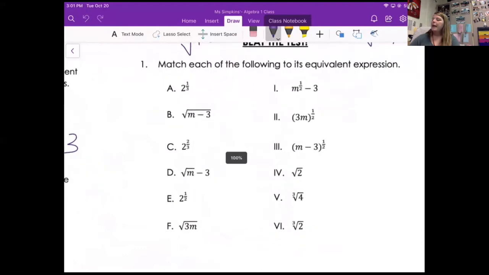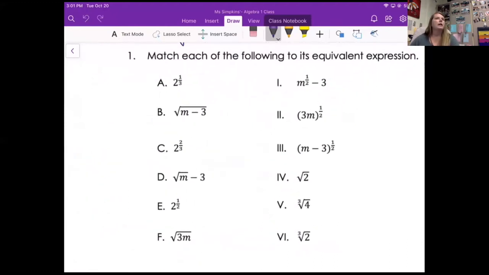Let's look at beat the test. And then, I will be honest, we probably won't be able to take our regular 10-minute break, but we'll have like a 5-minute brain break after this beat the test question, okay?